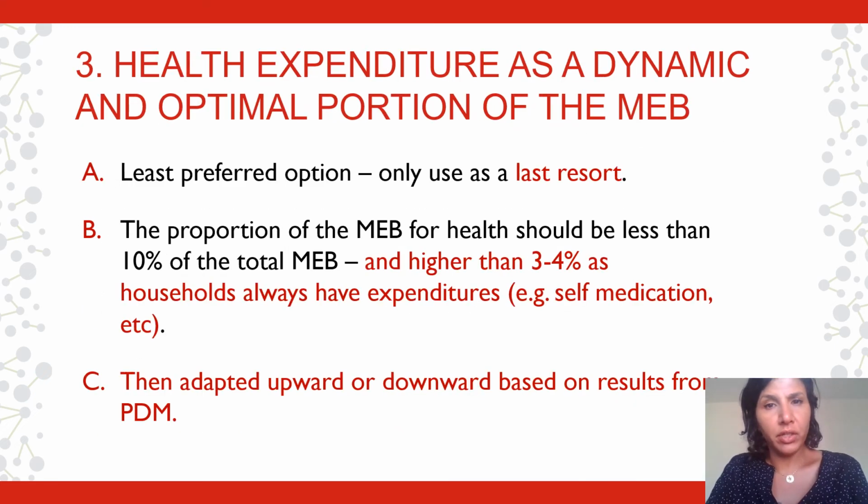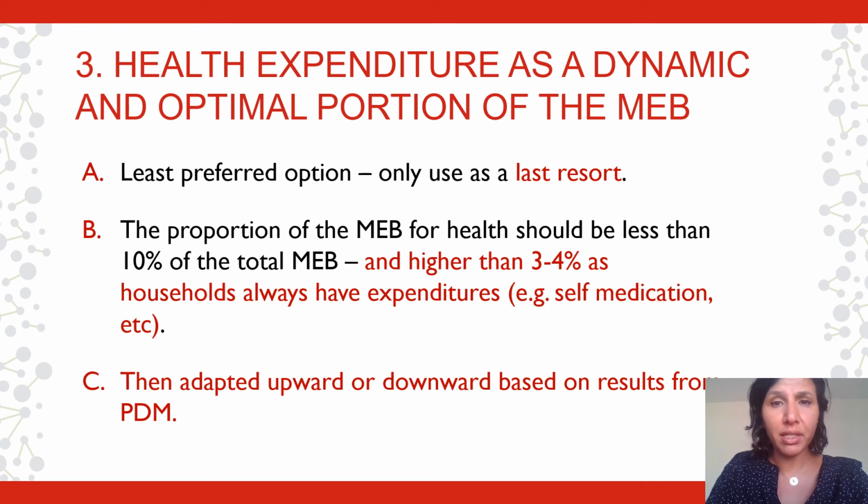And finally, if neither of the first two approaches are possible, then we can use a third approach. However, this is the least preferred option. Within a health system financing strategy, the aim is to keep households' out-of-pocket expenditures for health as low as possible. When households spend more than 10% of their total household expenditures on health, these become catastrophic, leading to negative coping mechanisms. From a program design perspective, this would mean that the proportion of the MEB for health should be less than 10% of the total MEB.